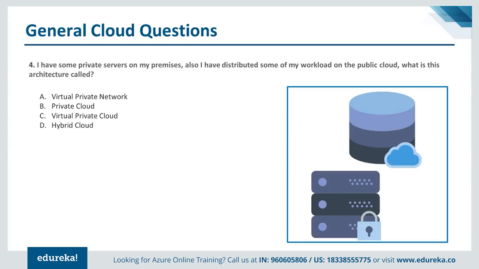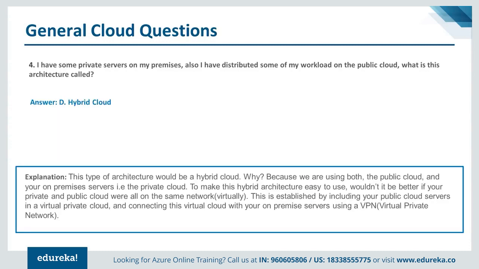Again, just read the question carefully, and then I'll jump on to the next slide and we will talk about the answer and the explanation. I have some private servers on my premises. Also, I have distributed some of my workloads on the public cloud. What is this architecture called? It says hybrid cloud. This type of architecture would be a hybrid cloud. Why? Because we use both the public cloud and the on-premise server, which is the private cloud.